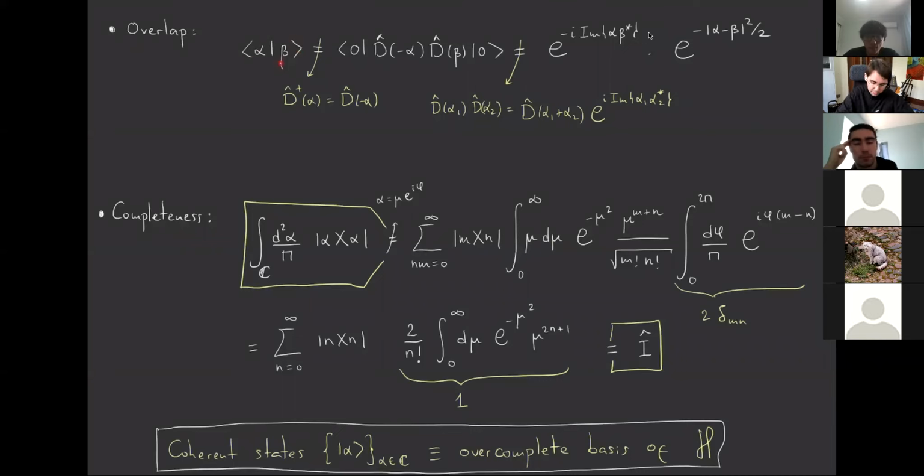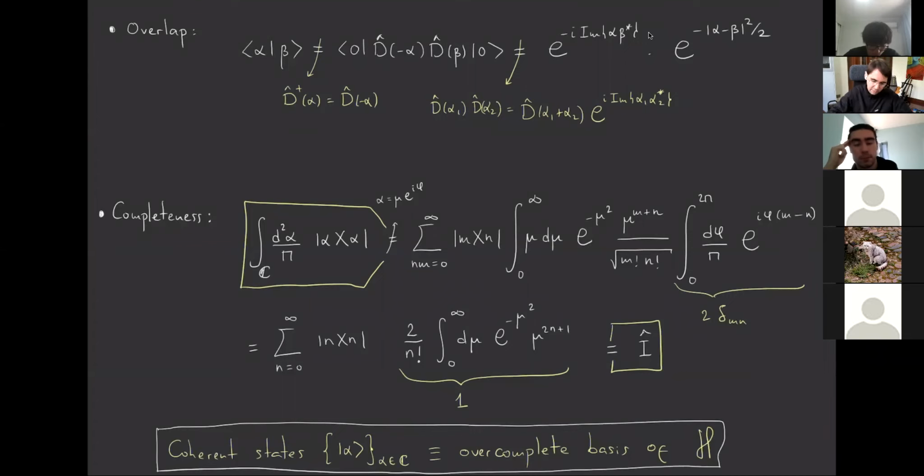Okay, so their overlap is not 0, but it decays exponentially with their distance in phase space. And we also saw that they form a resolution of the identity. And the moment that we know we have a set that forms a resolution of the identity, we know that we can use it to represent things.